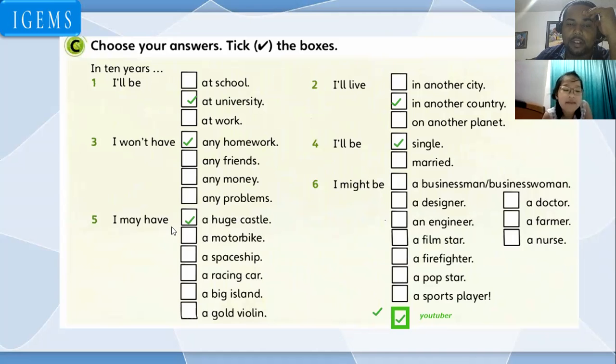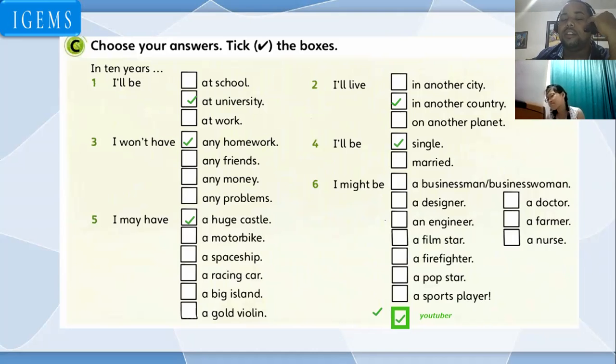I may have a huge castle, a motorbike, a spaceship, a racing car, a big island, or a gold violin. A huge castle. Oh, yeah, nice. A sand castle. A sand castle. Yep. Okay. Or a huge sand castle. Why not? Okay, so let's continue.